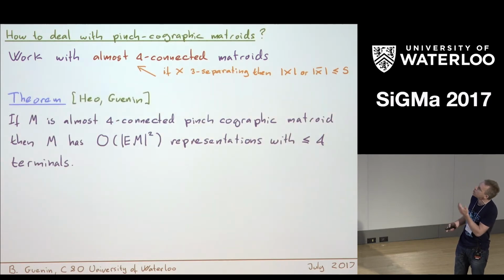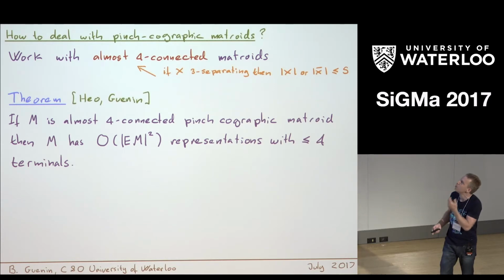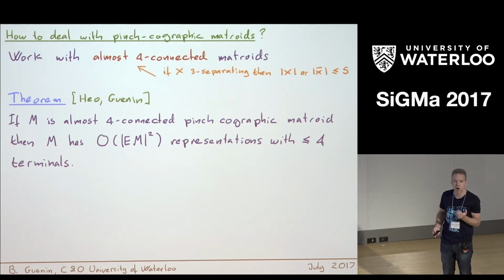And why is this nice? Well, this is nice because as soon as you're working with an almost 4-connected matroid, pinch cographic matroids only have a quadratic number of representations. So you went from having exponentially many different representations to just quadratic.